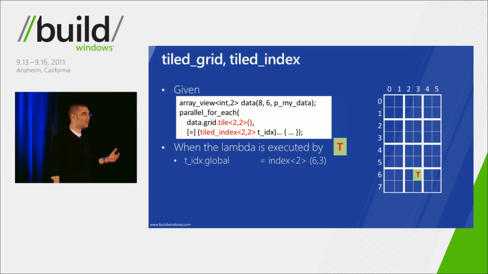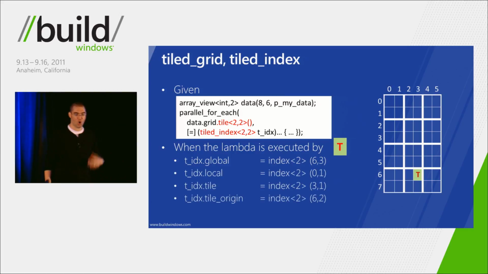But in addition, I can get other indices. So I can go local and get the local index of that thread within its own tile. I can say tile, and that will give me the index of the tile itself in relation to all the other tiles. And I can say tile index tile origin, which will give me the global thread ID of the local ID 0,0 within that tile. So I can use a whole bunch of other indices. I think this is straightforward. You still have no idea why you would do this, but that's straightforward in terms of using it.